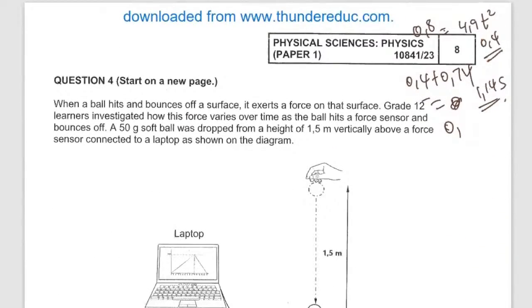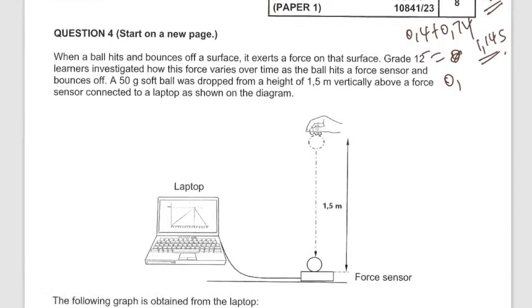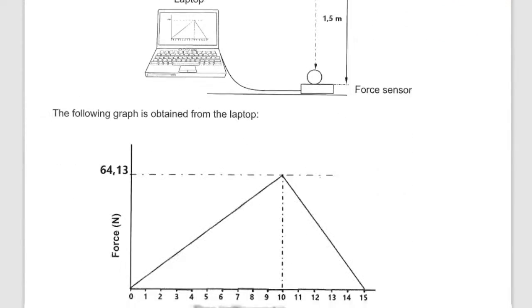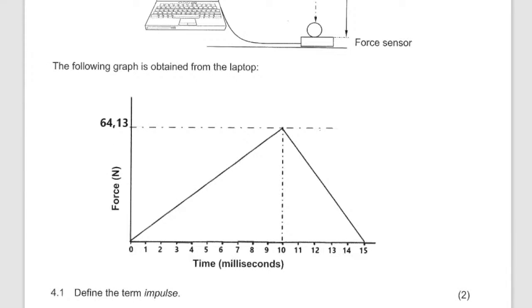Then question number 4: when a ball hits and bounces off the surface, it exerts a force on the surface. So some group of learners investigated how this force varies over time as the ball hits the force sensor and bounces up. We use a 50 gram ball from a height of 1.5 meters above the sensor. Then the first question asks us to define impulse.